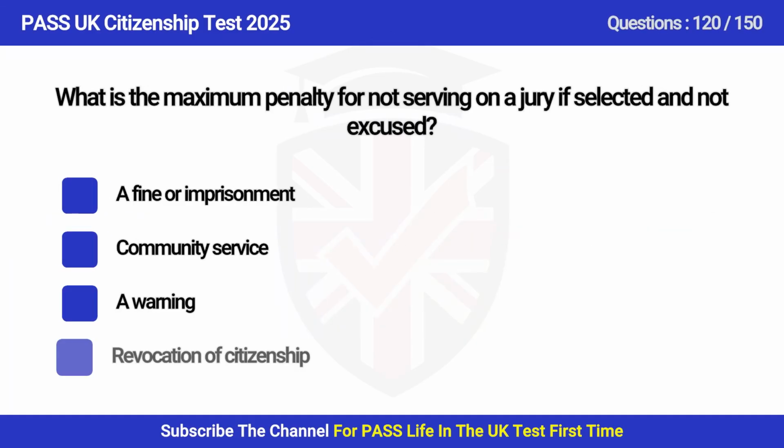Question 120. What is the maximum penalty for not serving on a jury if selected and not excused? A. A fine or imprisonment. B. Community service. C. A warning. D. Revocation of citizenship.